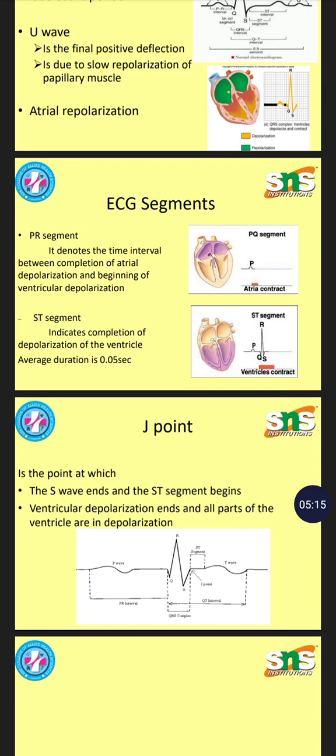J point is the point at which the S wave ends and ST segment begins. Ventricular depolarization ends and all parts of the ventricles are depolarized.